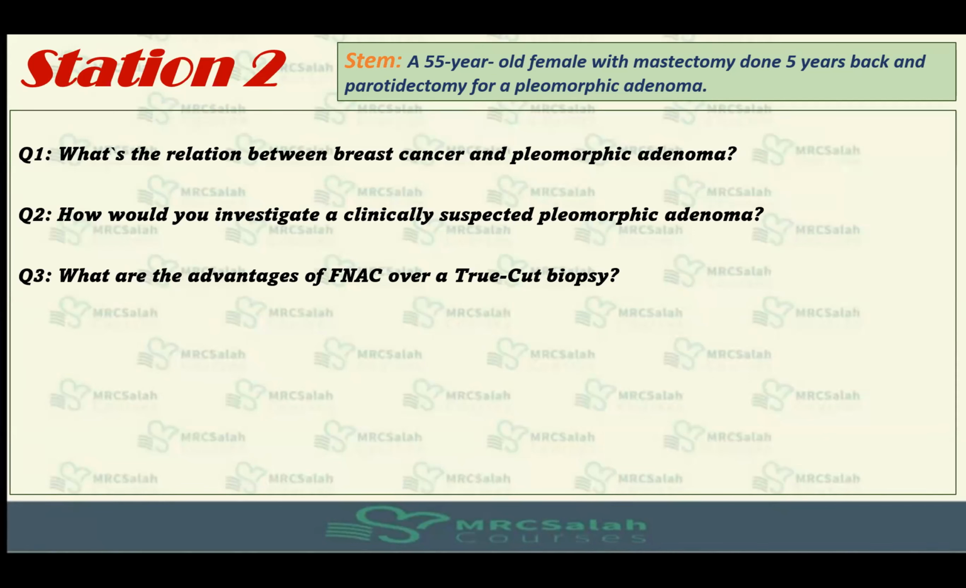And the opposite side, TrueCut biopsy, is more expensive but more accurate. Yes, it's more expensive, more invasive, it may leave a scar, and it's painful to the patient, of course. What tests can be done in FNAC? Immunohistochemistry, receptor status. Okay.